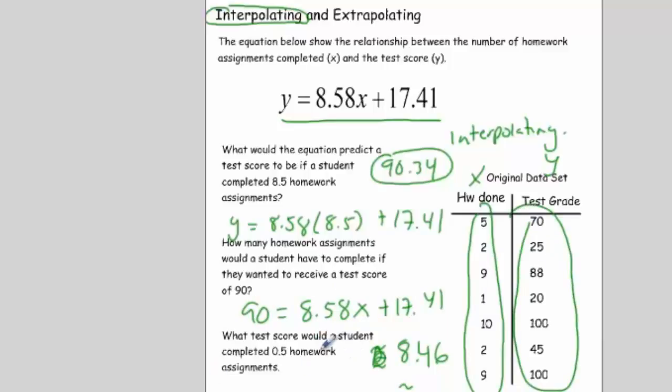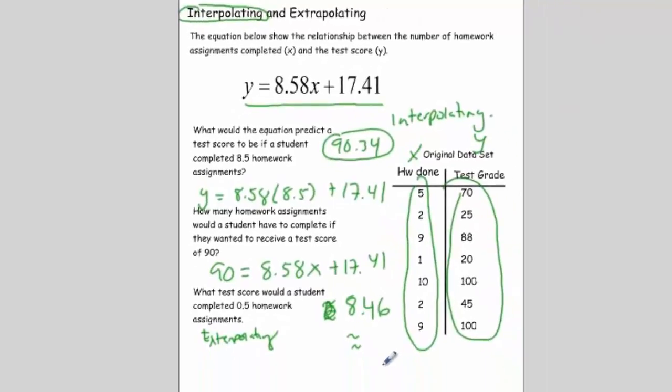Now, if we wanted to figure out a test score for a student who only completed half a homework assignment, this is actually known as extrapolating, because we do not have something as small as 0.5 homework assignments. So it's an X or Y value that's outside of the data set. So in order to do that, we'd just put 0.5 in here and use the regression equation. Now you have to be careful when extrapolating because the values may be a little off since it's outside of your data set. Interpolating is a little bit easier than extrapolating.